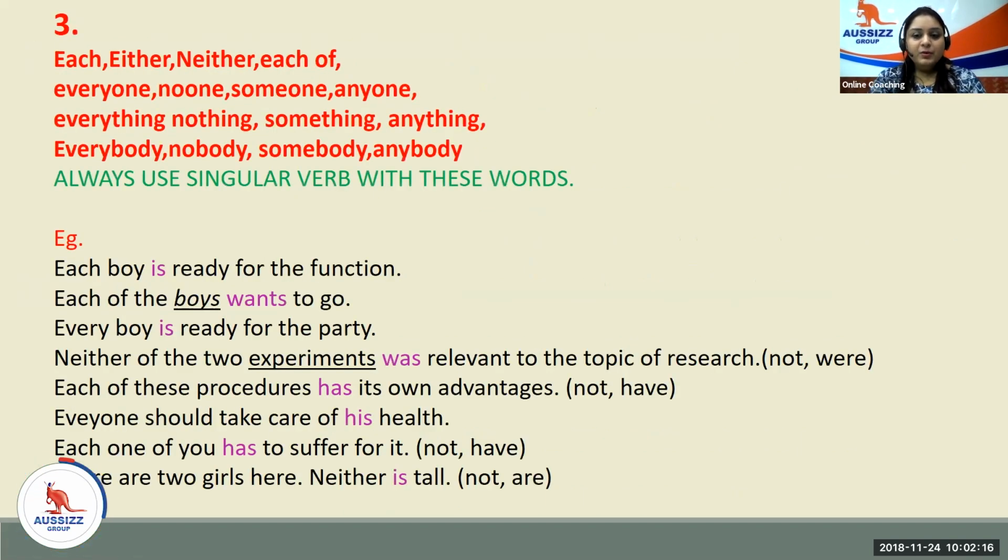Okay, rule number 3 is all about indefinite pronoun. What is indefinite pronoun? What is actually pronoun? I already told you about that. Pronoun is particularly that part of speech which replaces noun. But this is only the definition of pronoun.